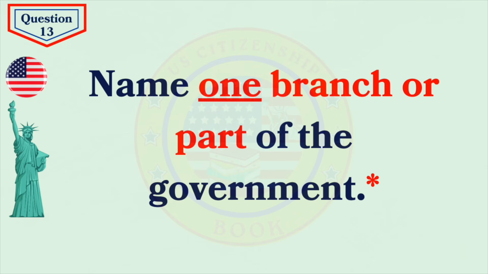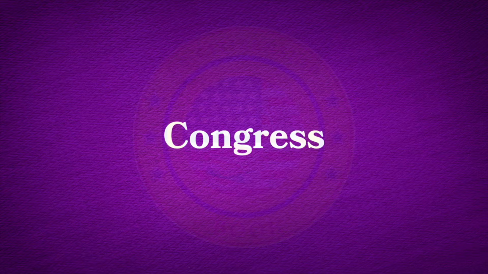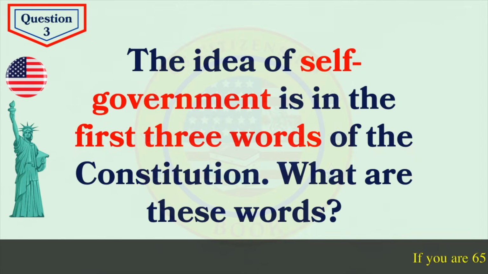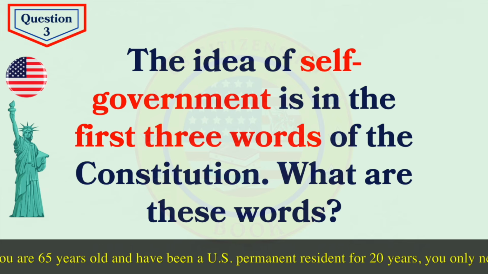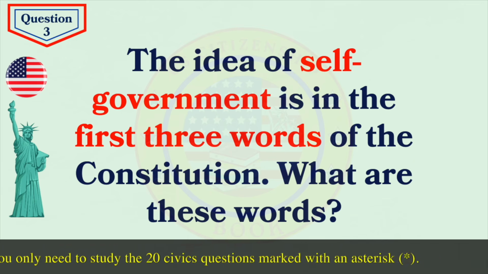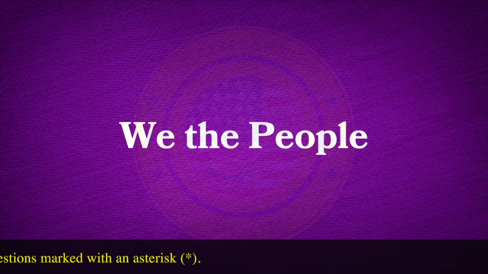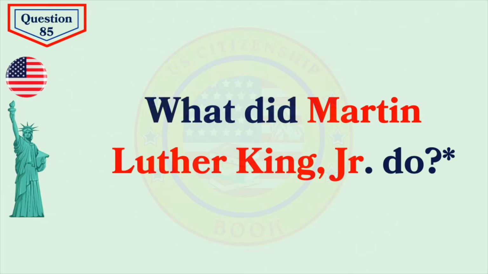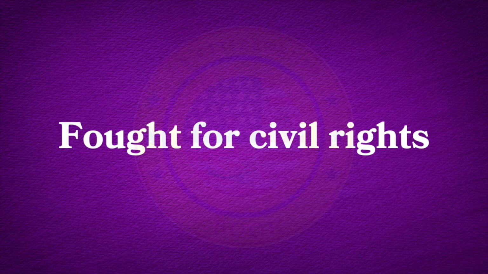Name 1 branch or part of the government. Congress. The idea of self-government is in the first 3 words of the Constitution. What are these words? We the people. What did Martin Luther King Jr. do? Fought for civil rights.